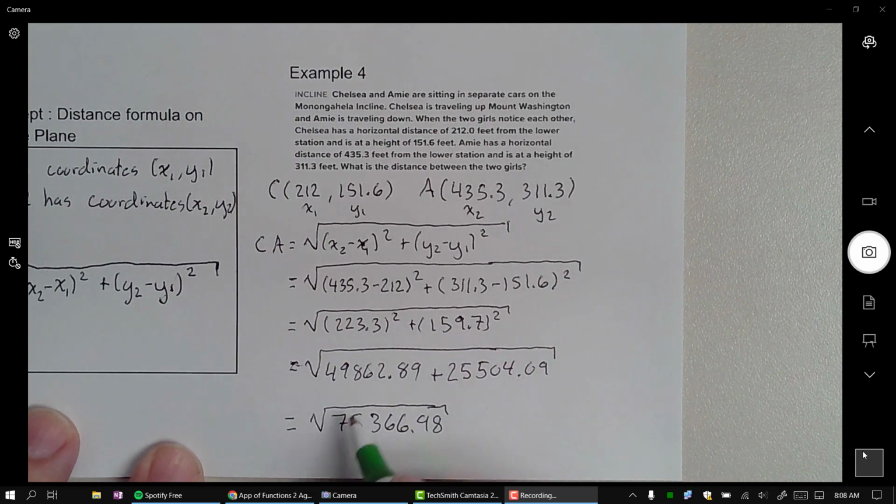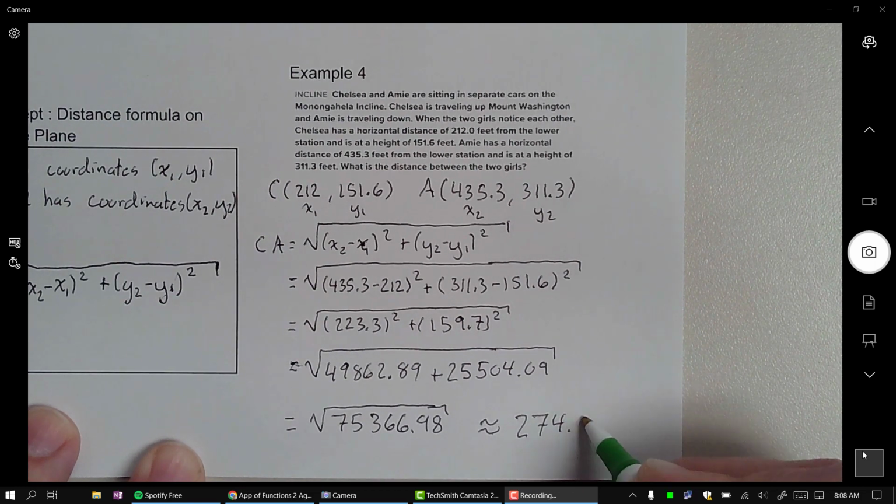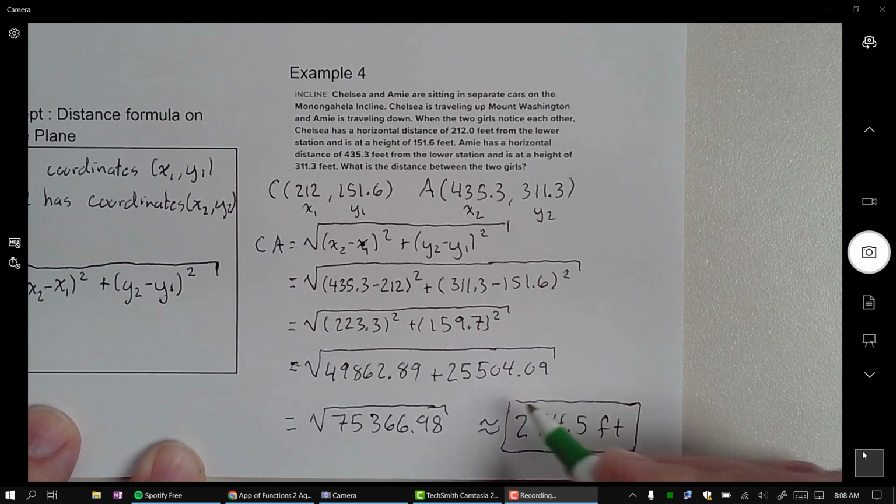But this is kind of hard to picture. So let's take the square root of it. And when we take the square root of it, we get approximately 274.5 feet. So the distance these two people are from each other is 274.5 feet.